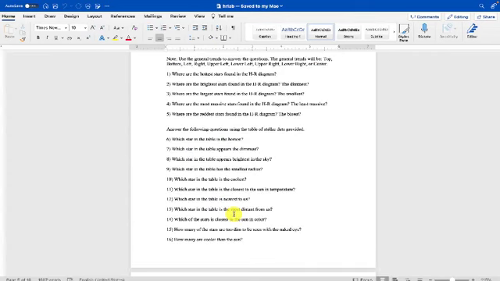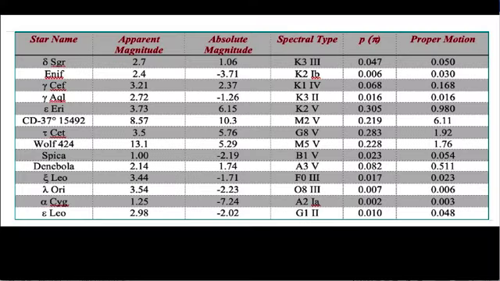The next question asks, which star in the table appears the dimmest? Because it includes the word appears, we know that we're looking at an apparent magnitude. We also know that the dimmest stars will have the largest number for their apparent magnitude. So we simply look for the apparent magnitude column, which we are given, and look for the largest number. Wolf 424, with a magnitude of 13.1, is easily the dimmest star in the table.